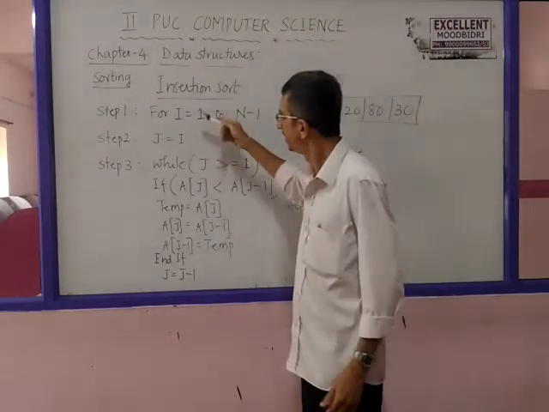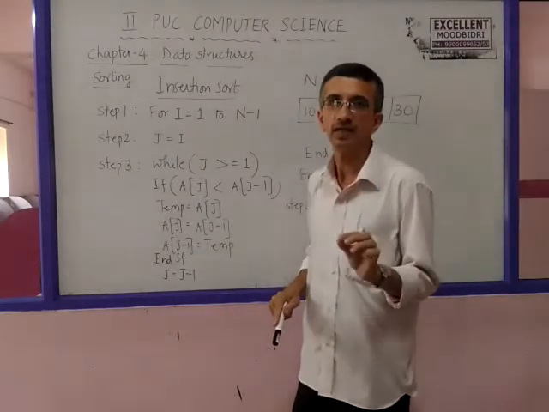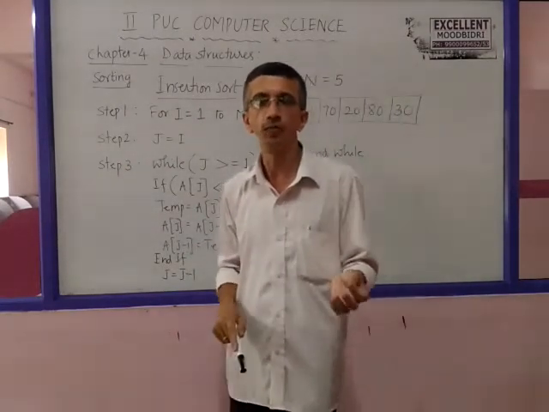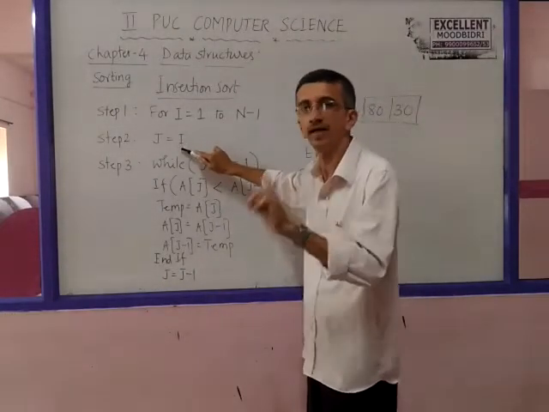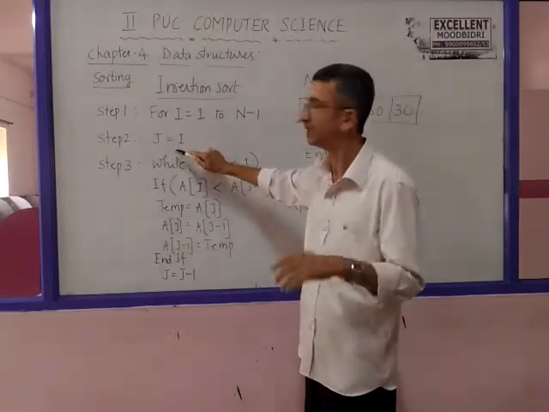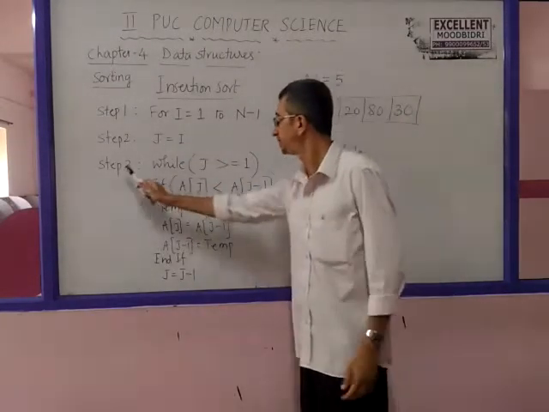Outer for. Step 2: look at this, j is equal to i. To begin with, initialize the inner loop index j is equal to i. It is not 1, j is equal to i, right? It may change later. j is equal to 1, 2, 3, etc., till n minus 2.